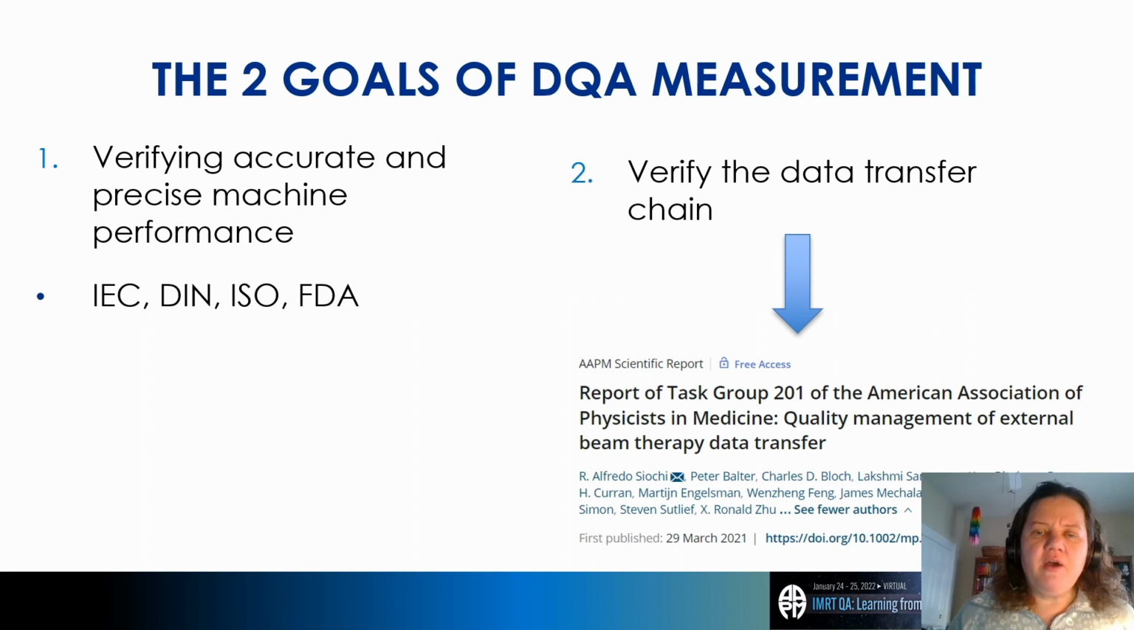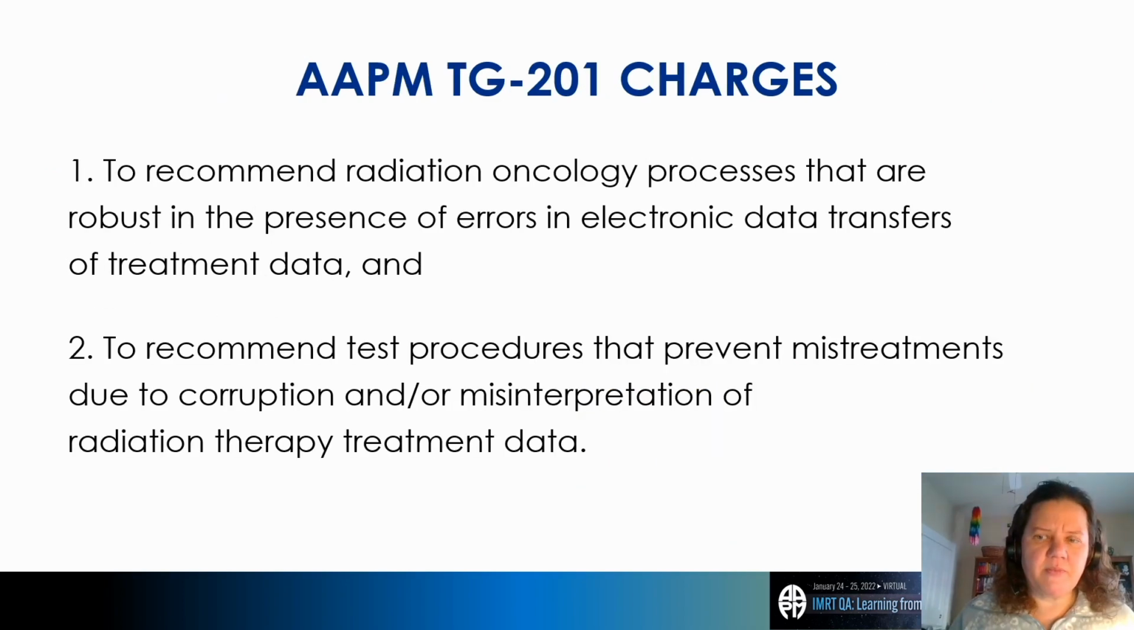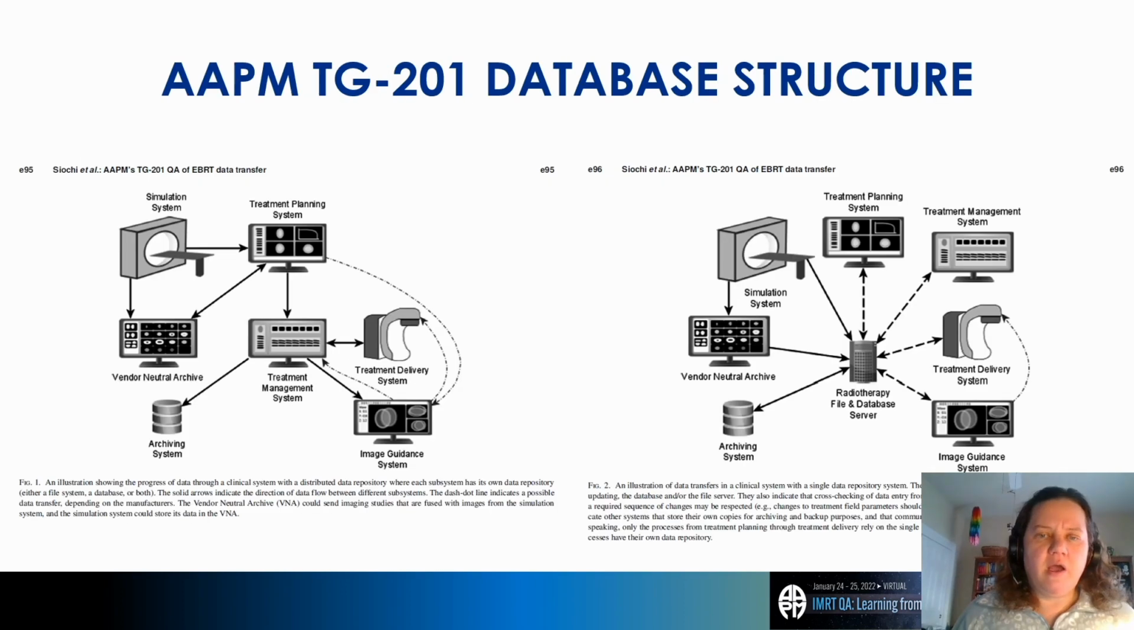errors. One of the recent task groups published by AAPM is Task Group 201 on quality management of external beam data transfer. The charge of this task group is to recommend processes that are robust in the presence of errors in electronic data transfers, and to recommend test procedures that prevent mistreatments due to corruption or misinterpretation of radiation therapy treatment data. How that looks specifically may strongly depend on your department's IT infrastructure.